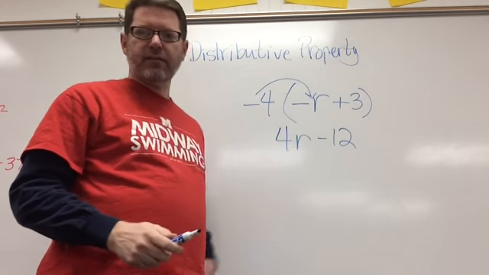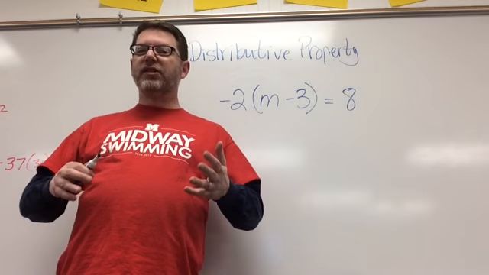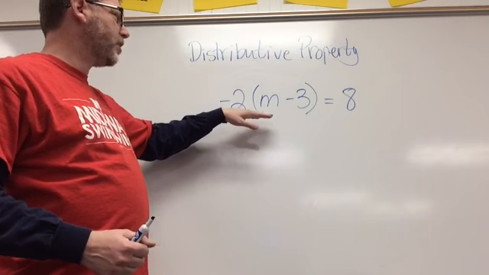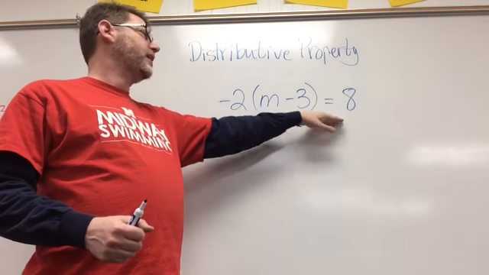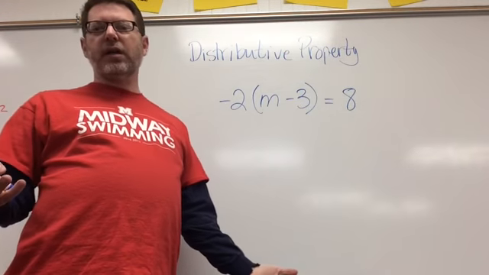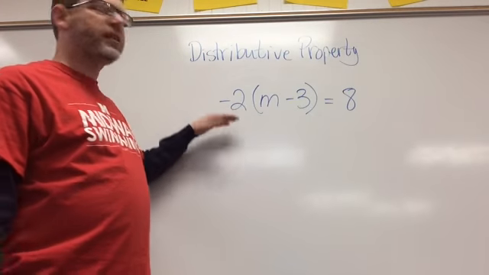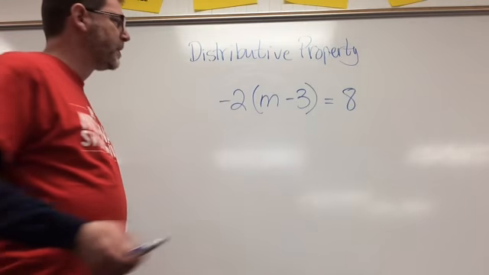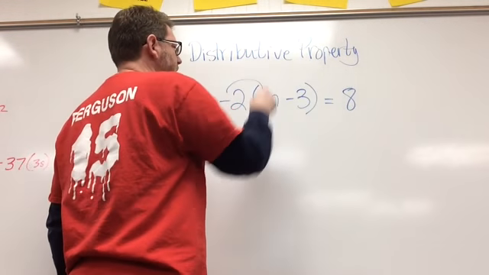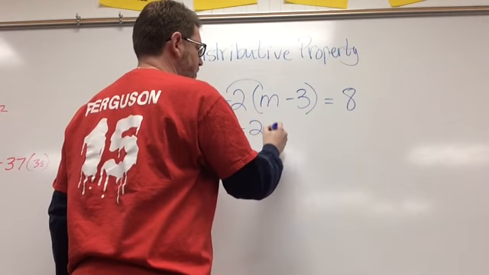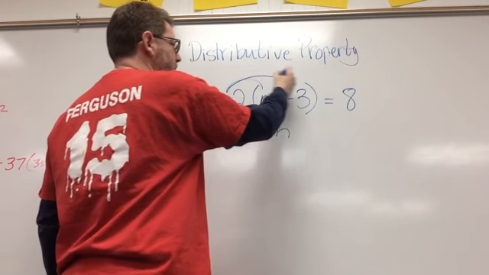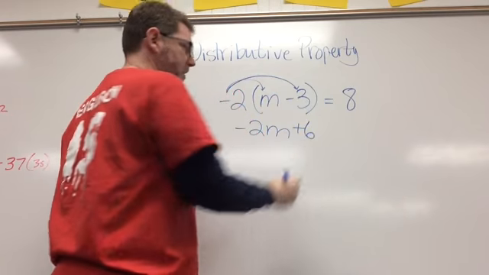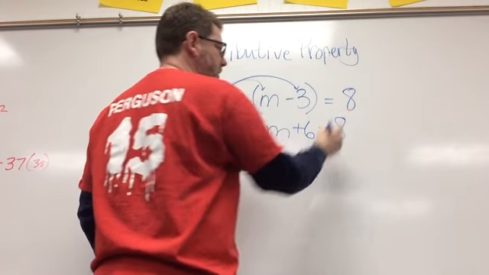Well, now let's apply the distributive property to solving an equation. Here I have negative 2 times the quantity of m minus 3 equals 8, and I've got to figure out what m equals. The first thing I have to do is the distributive property, so we can get rid of those parentheses. I multiply the negative 2 times the m, and that gives me negative 2m. Then negative 2 times negative 3 gives me positive 6, equals 8.